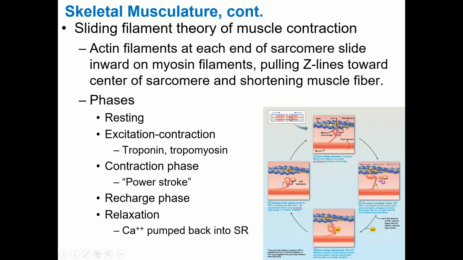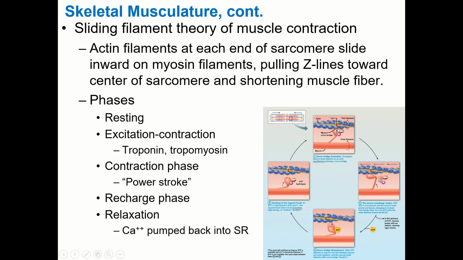Because troponin C is connected to tropomyosin, when it changes shape after binding to calcium, it's going to pull tropomyosin off of these binding sites on actin. Once those are exposed, once myosin can see those binding sites, it's going to jump up and attach. And that attachment between myosin and actin is called a cross bridge. So now we have cross bridge formation.